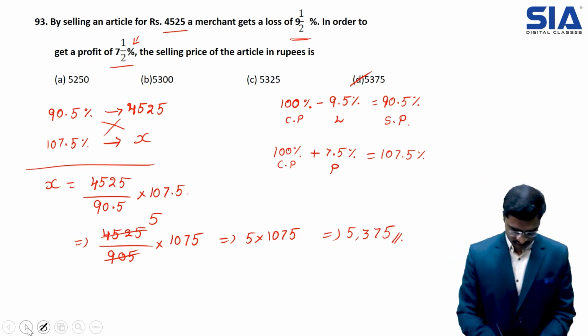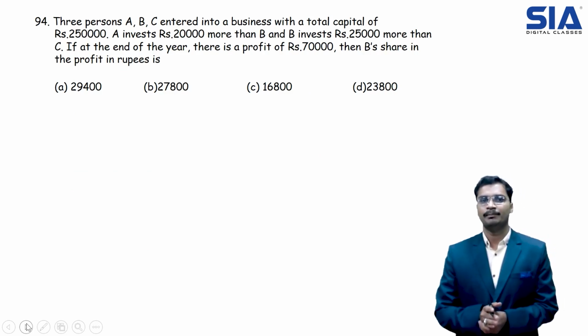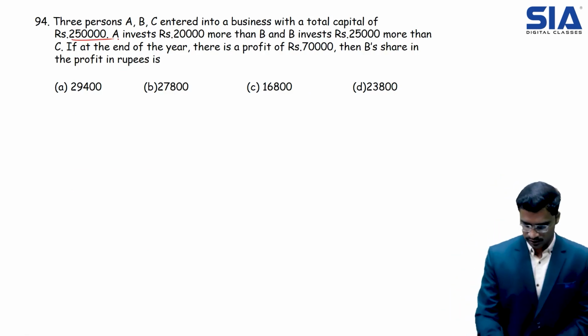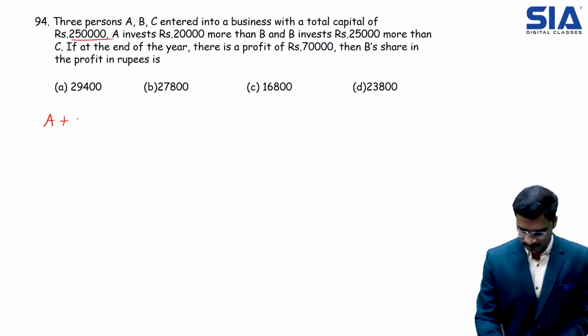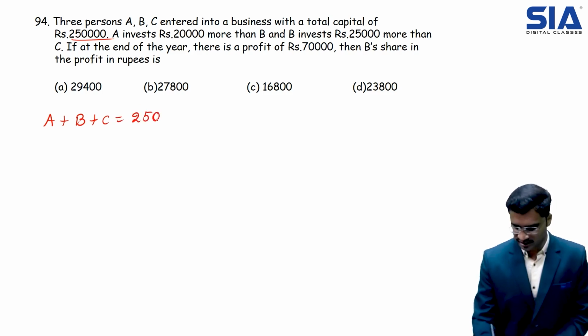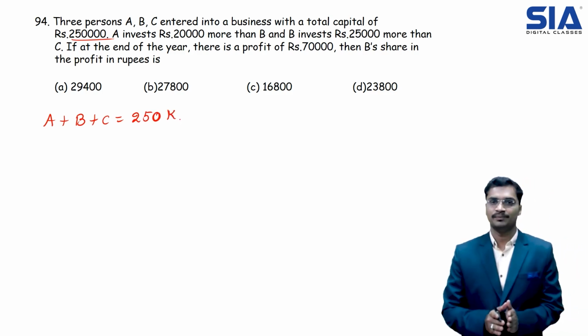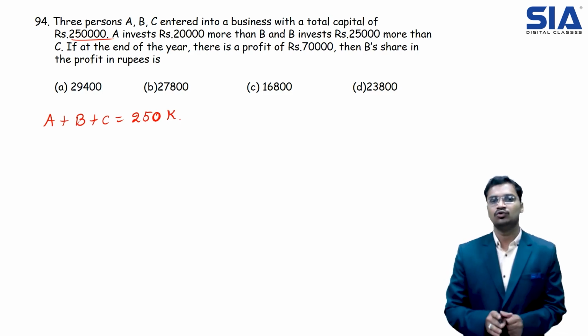Okay. Now coming to the next question, which is: three persons A, B, and C entered into a partnership, a business with a total capital of 2,50,000. So in this question, he said that A plus B plus C is equal to 2,50,000. So I can write it as 250,000. So the K value represents 1,000. So here 250,000.